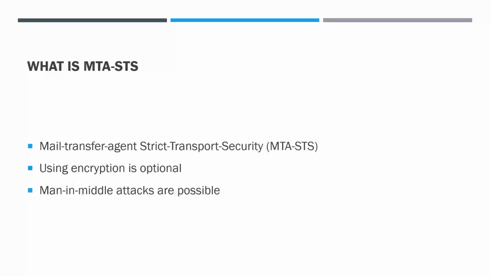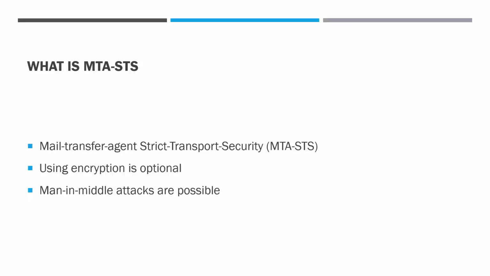All right, so what is MTA-STS? It stands for Mail Transfer Agent Strict Transport Security. The strict transport security is more important, right? Using TLS is kind of optional. But when you use MTA-STS, it makes sure that encryption is used, and I'll talk about that a little bit. And then we're going to talk about the man-in-the-middle attack.